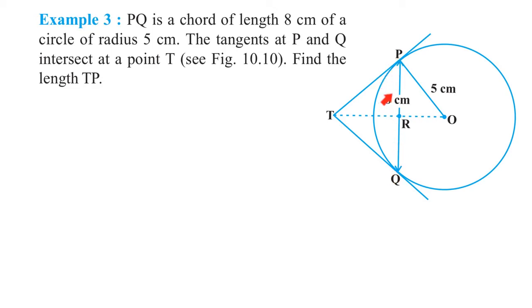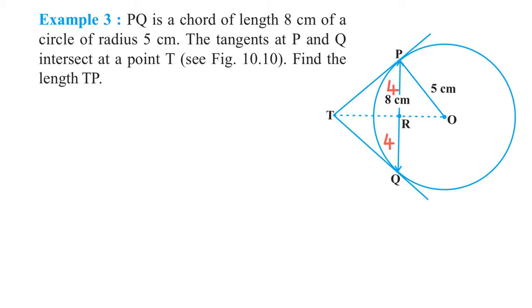PQ is the chord of length 8 centimeters. Observe, if we join OT, R is the point of intersection on PQ, and OR is a line from the center intersecting the chord PQ. So it divides PQ into two equal halves. So PR will be 4 and RQ will also be 4. So let's write that down over here. PR is 4, and this also is 4, because PQ will be bisected by OR.